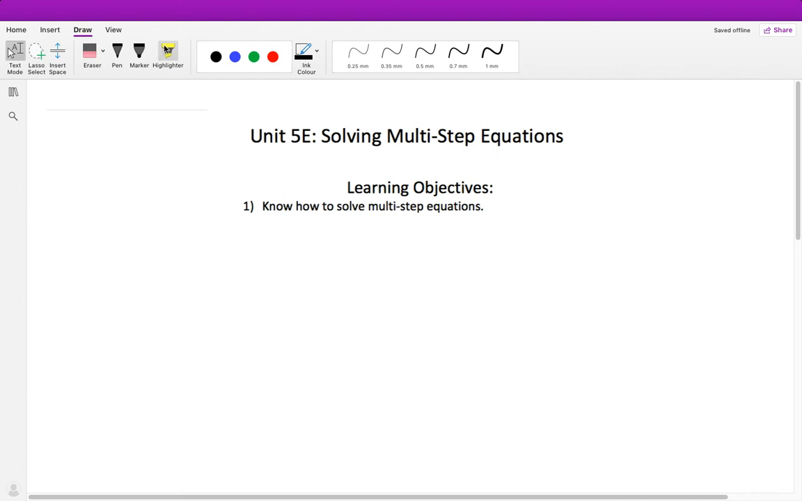So now we're moving on to some of the last things that we're going to cover within this unit, and that's going to be Unit 5E, and it's going to be solving multi-step equations. All right, we're really just going to be introduced to this, and next year is when you're really going to learn about this in detail. But since we're learning this, I think it's a good opportunity to at least have you see this year, and then that way next year, seeing it the second time will make it a lot easier for you to understand.